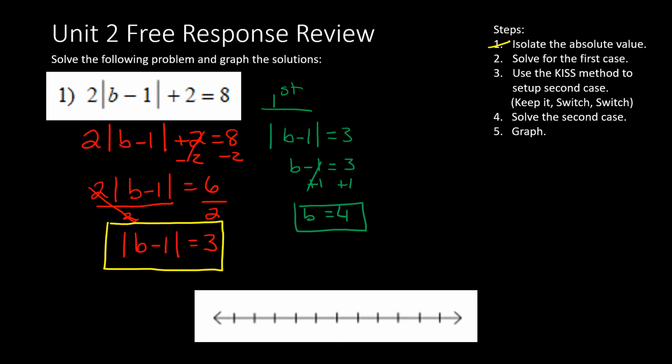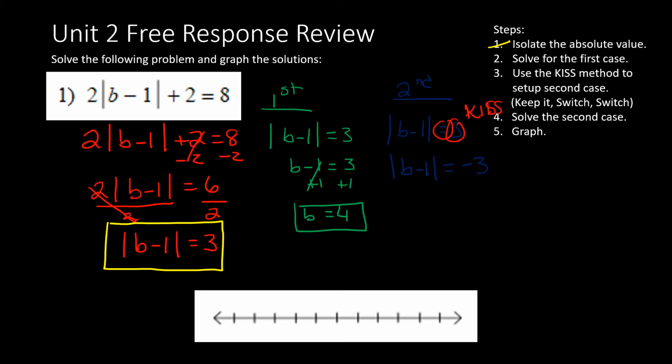Okay? For the other case, for that second case, I'm going to take the absolute value of b minus 1, set it equal to 3, and I need to apply the KISS method. So KISS it, right? So we're going to switch the signs here and here. Well, for these equal signs, nothing really switches, so the absolute value of b minus 1 stays equal, but now it is to negative 3. So we have to switch that sign.